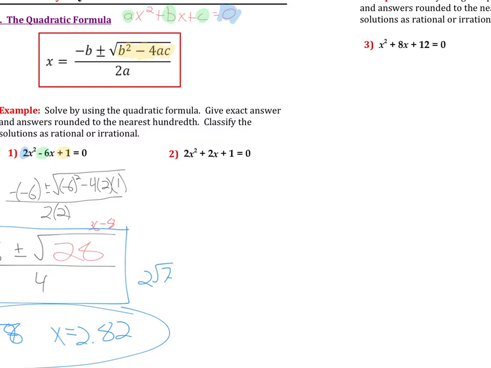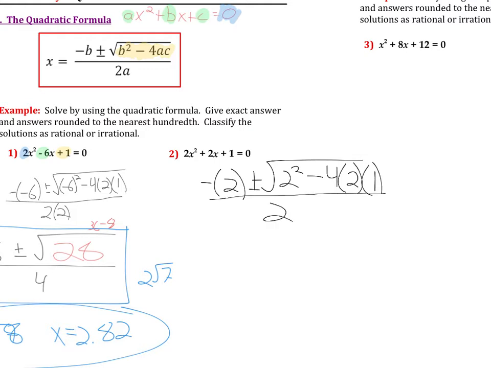Same process, so we're going to set this up. The opposite of b plus or minus the square root of b squared minus 4ac, 4 times 2 times 1, all over 2a. So negative 2 up top, 4 down below. Let's see what's underneath that radical. Oh gosh, I've ruined the radical. All right, we have 2 squared, that's 4, minus 8, well that's negative 4.